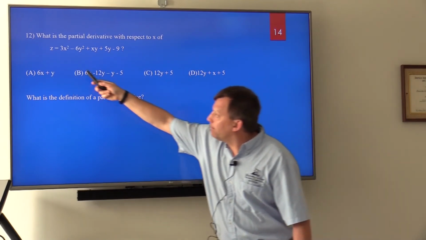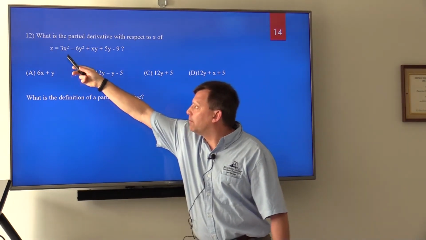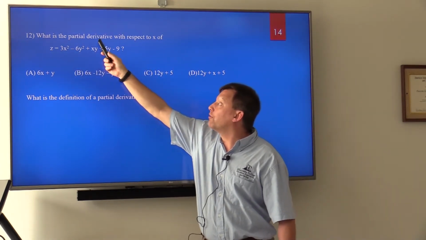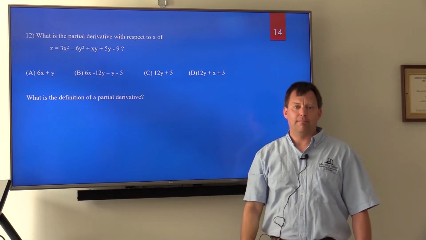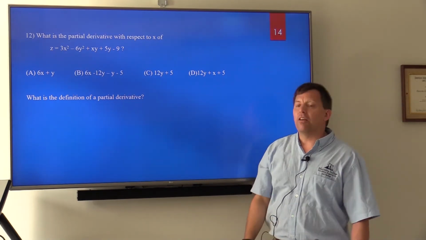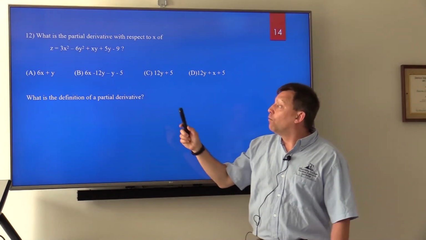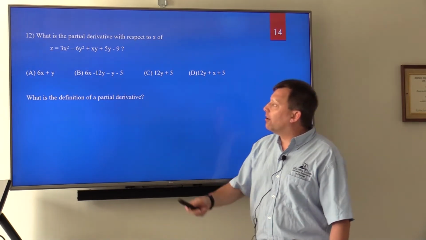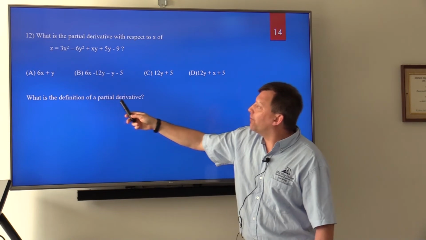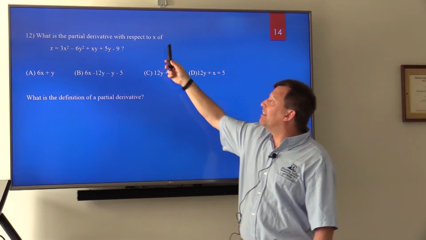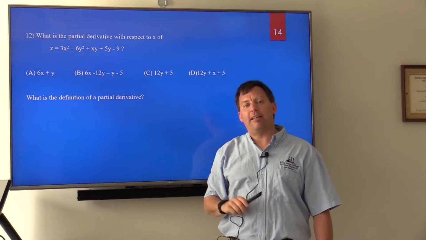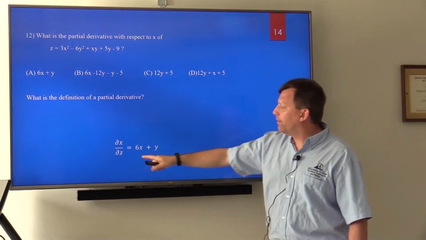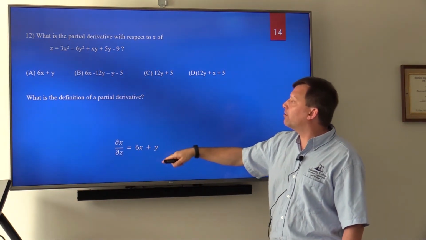Okay, here we have a function. Z is equal to 3x squared and so on and so forth. We're looking for the partial derivative with respect to x. So the first thing you need to remember is what exactly a partial derivative is. In a partial derivative, anything that's not the variable to be differentiated is treated as a constant. So the partial derivative of this function is 6x plus y.